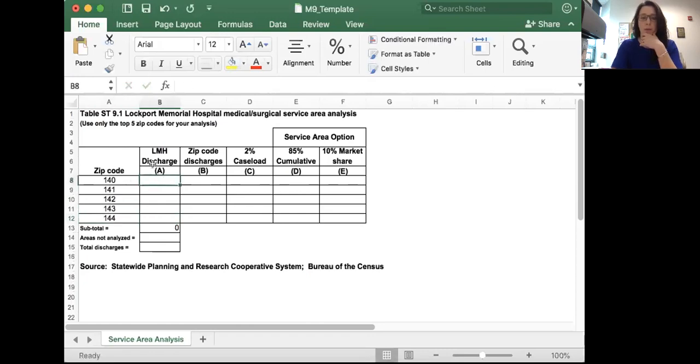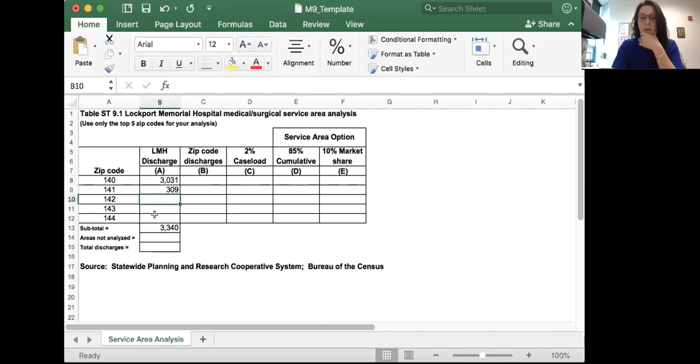So of our analysis of Niagara County, we're looking again just at Lockport Memorial Hospital, which is the PFI 5456. So when we sort the data, we see that we had a total of 3,031 discharges from zip code 140. We had 309 coming from 144, and so on and so forth. So you're going to go through and fill all of this out. I'm not going to do all of this.